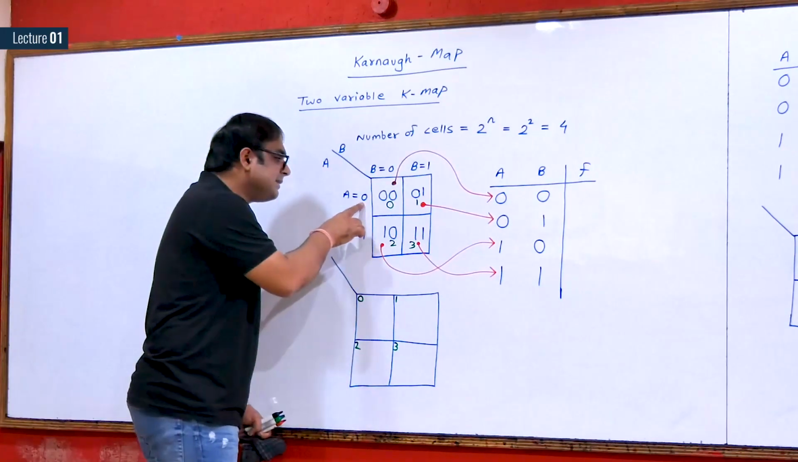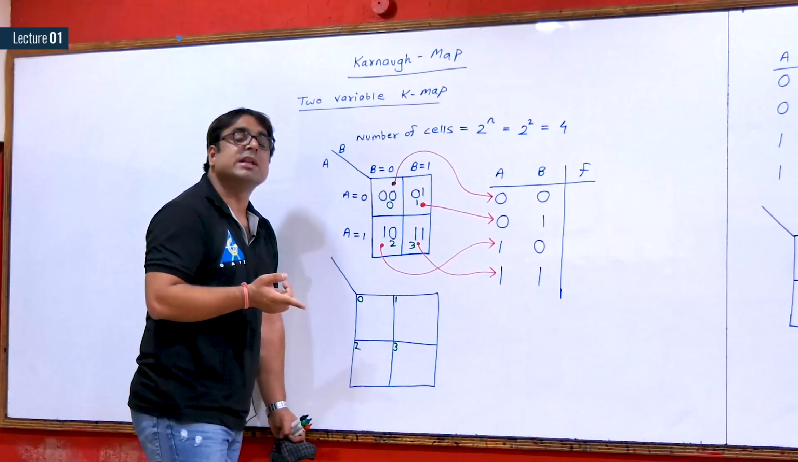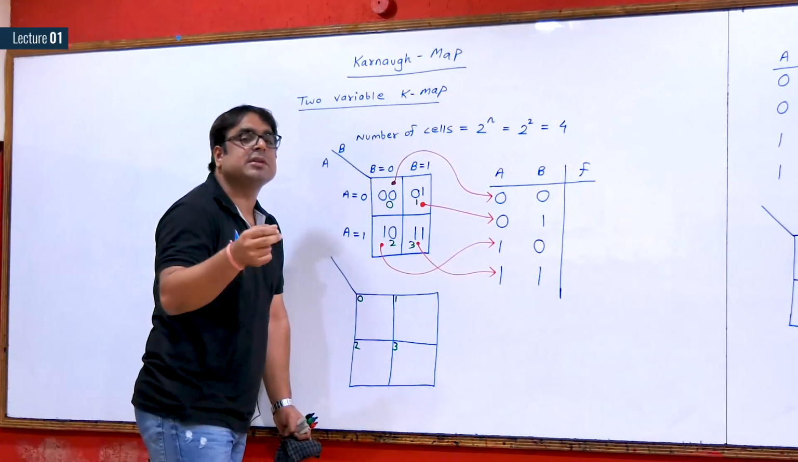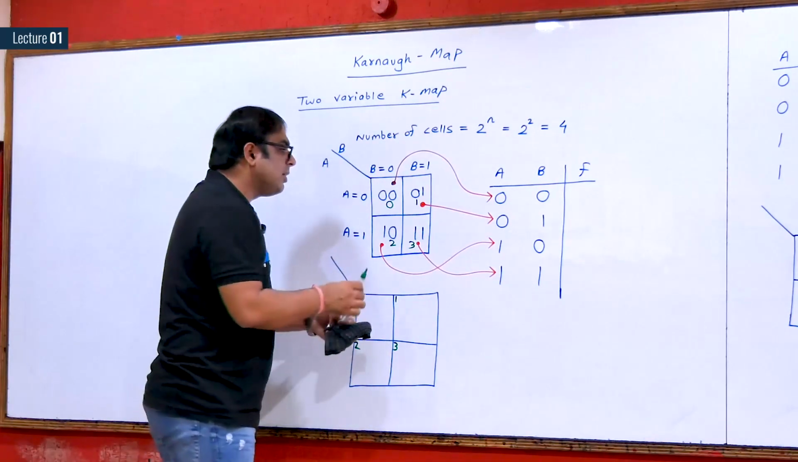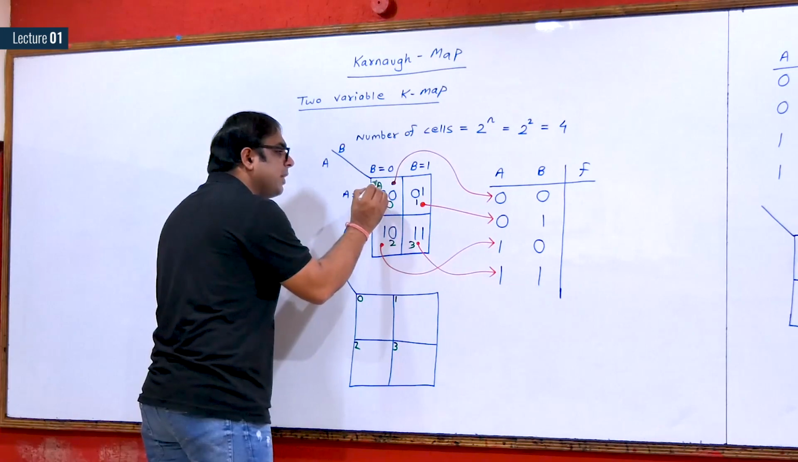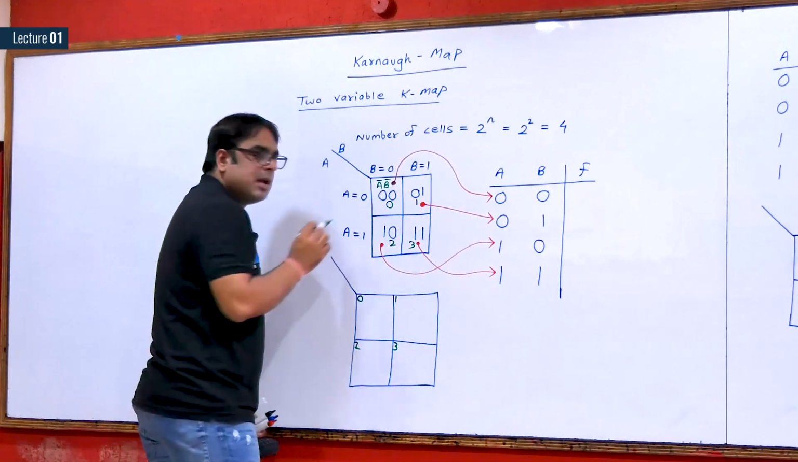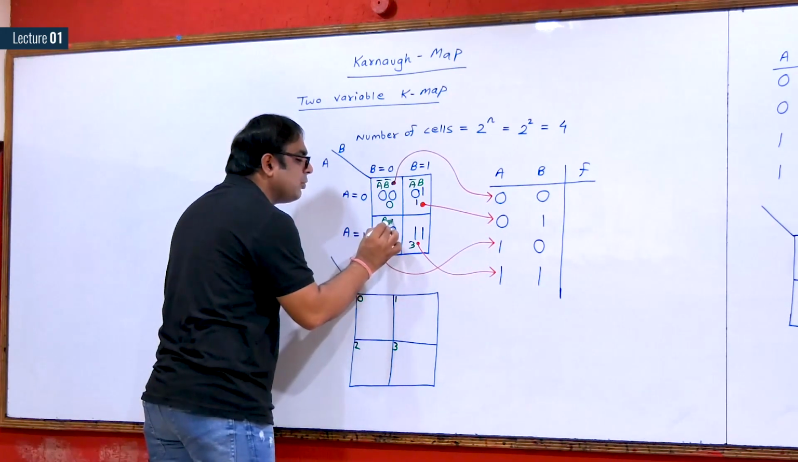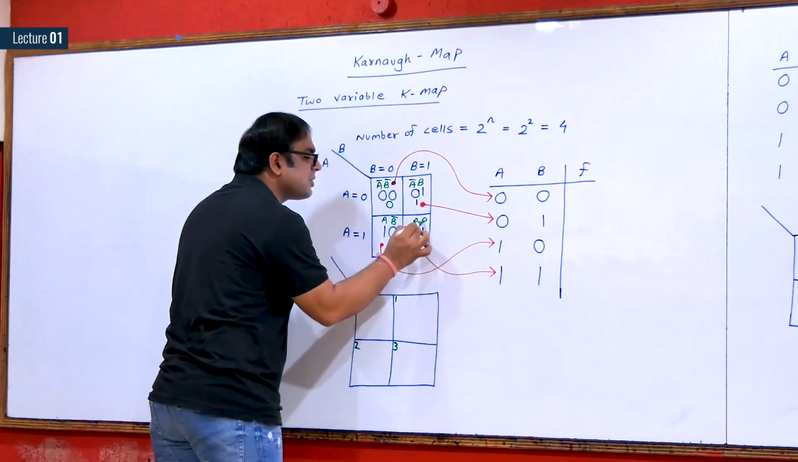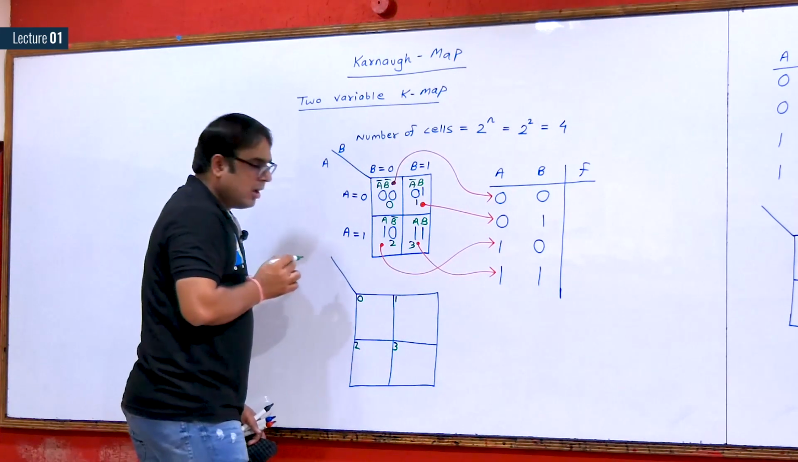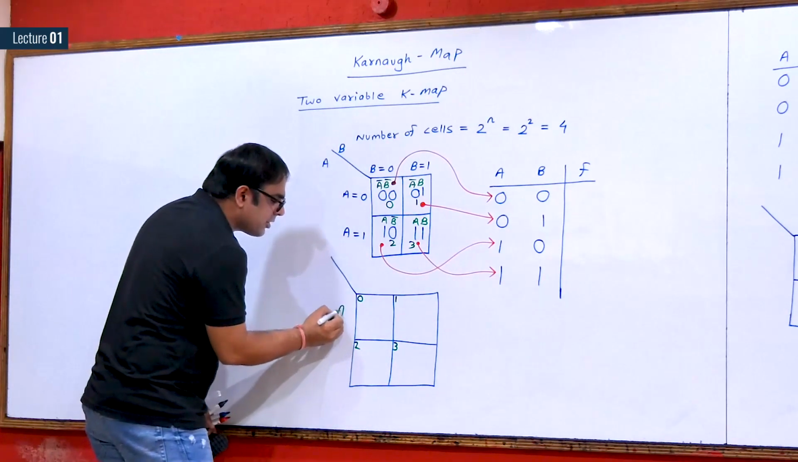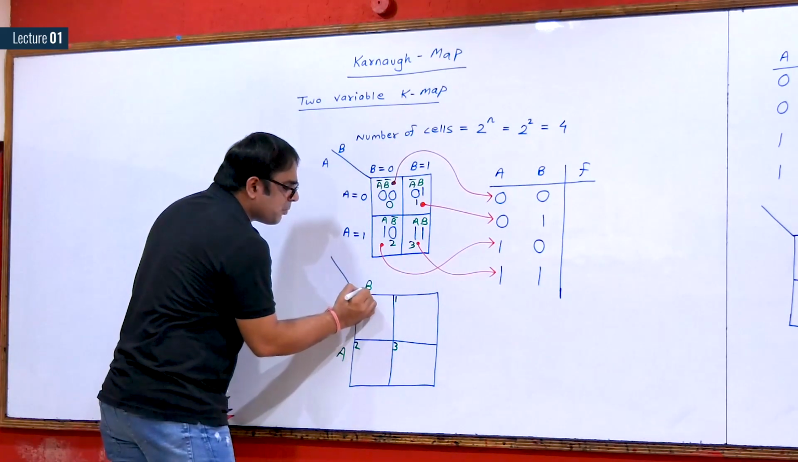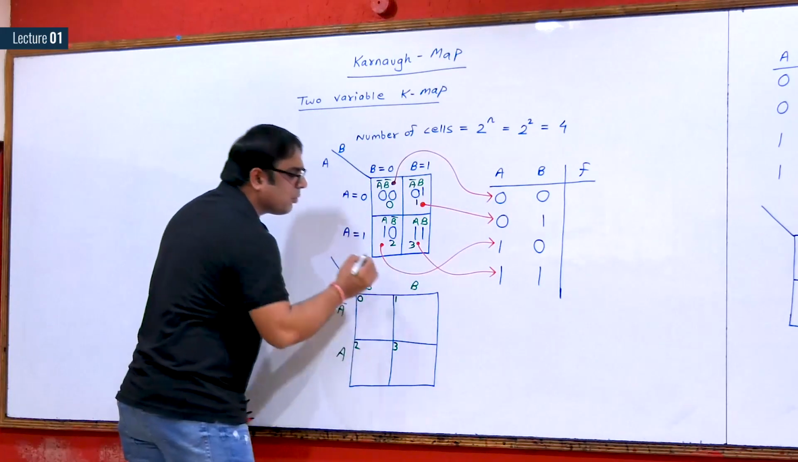In SOP, 0 corresponds to complement, 1 corresponds to normal. SOP corresponds to a min term, which is a product term. So, this cell corresponds to A complement, B complement. This cell corresponds to A complement B. This cell corresponds to A, B complement. This cell corresponds to A, B. So A equal to 0 corresponds to A complement, A equal to 1 corresponds to A. B equal to 0 corresponds to B complement, B equal to 1 corresponds to B.